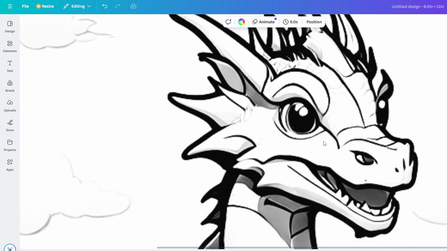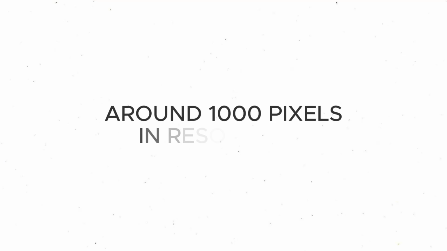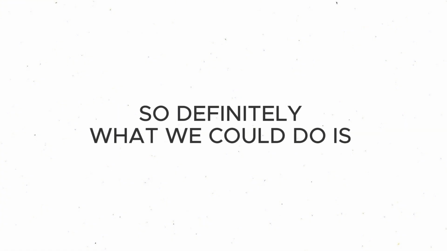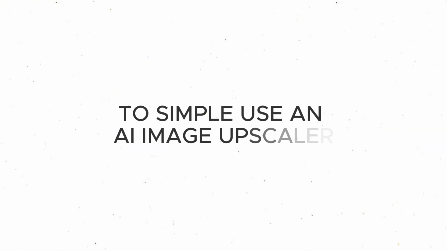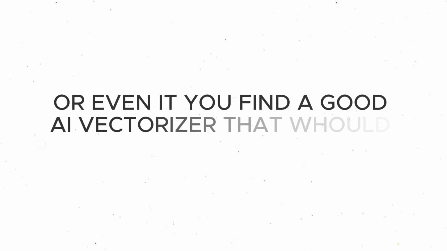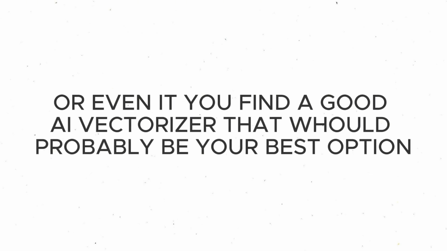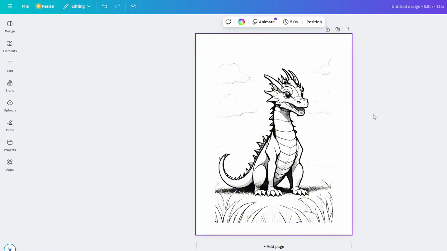The last thing you could do if you want to have a professional approach to your coloring books is you could actually increase the resolution of the image, because the images from TensorArt are downloaded at around 1000 pixels resolution, so it's kind of small for a coloring page. So definitely what we could do is simply use some AI image upscaler, or even if you find a good AI vectorizer, that would probably be your best option. But yeah, more or less in not a long period of time, we've created this perfect looking coloring page 100% for free.